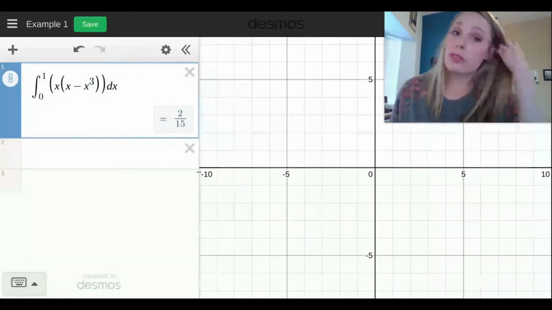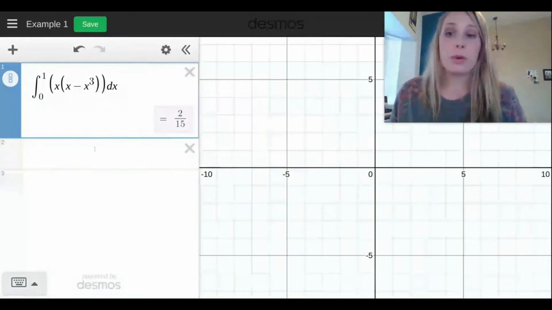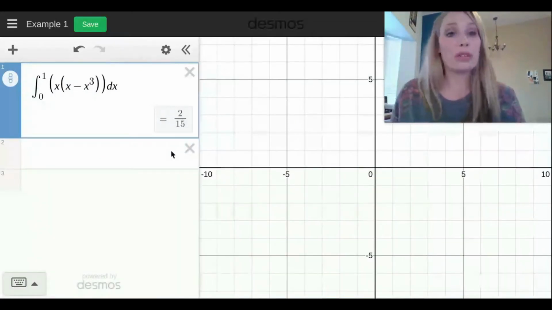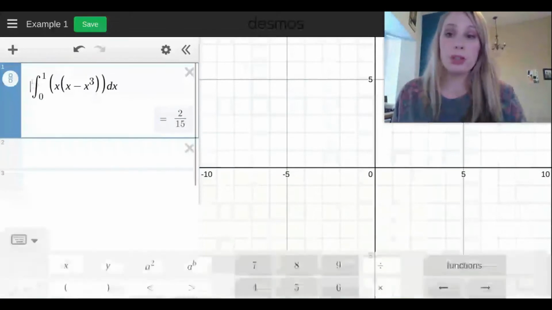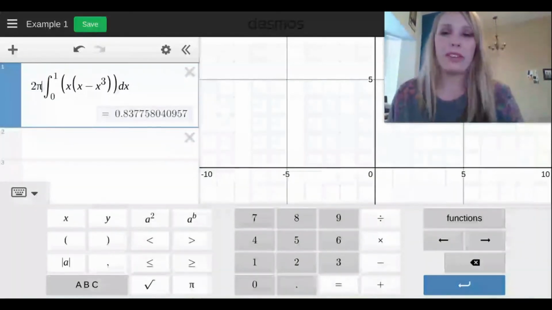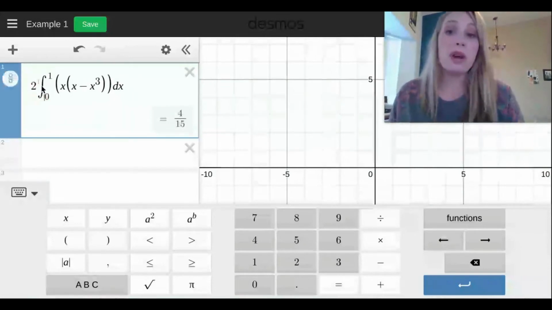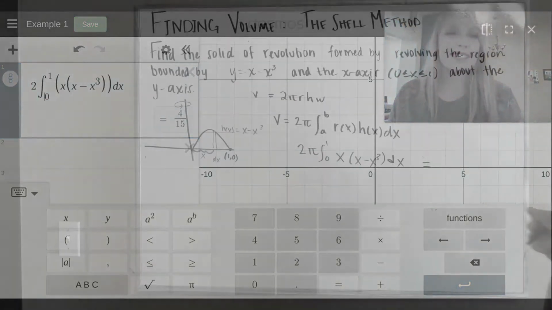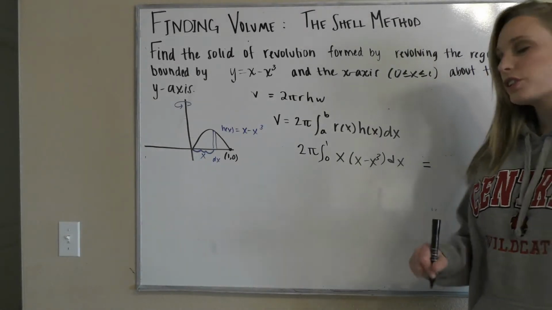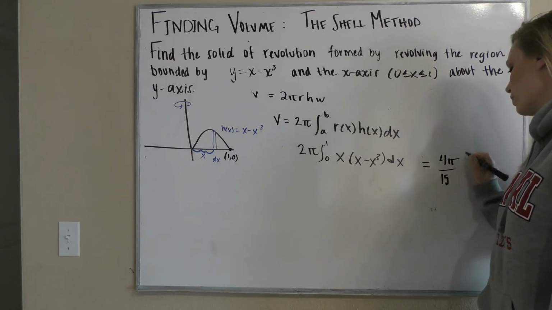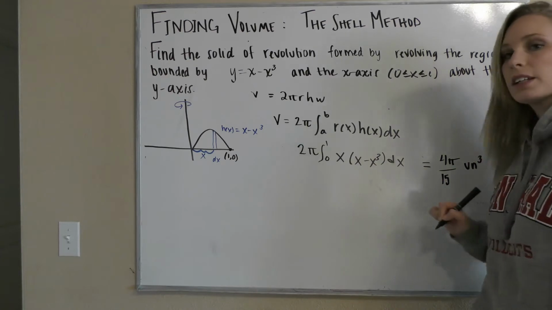And so we got 2 over 15, and now we have to remember that we have to multiply that by 2 pi. So 2 over 15 times 2 pi is 4 pi over 15. You could put the 2 pi out front, but if you do, it doesn't give you that option to turn it back into a fraction. So I just put the 2 out front and then add the pi, so 4 pi over 15. So using technology, we were able to determine that this was 4 pi over 15 units cubed.